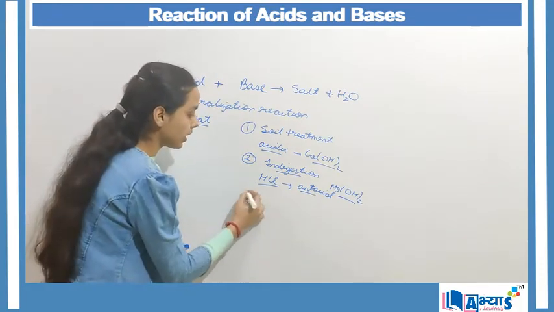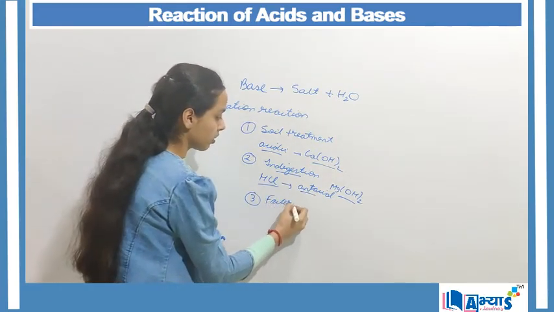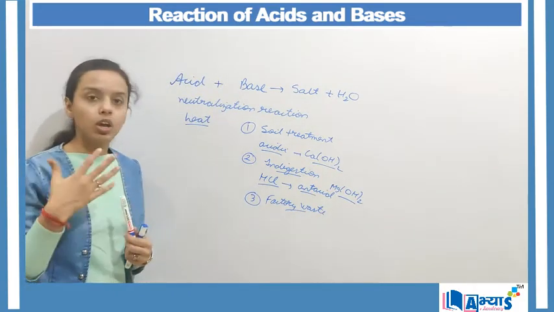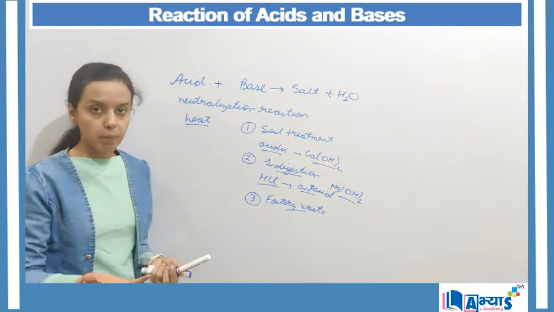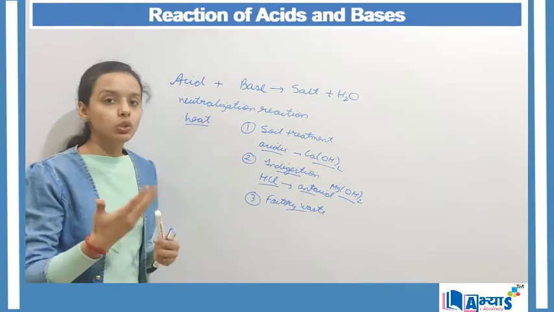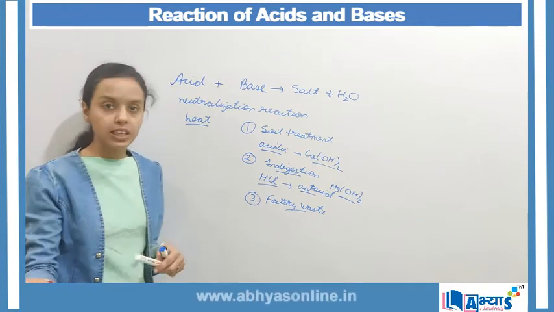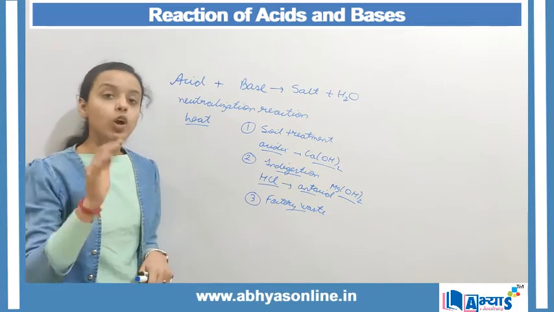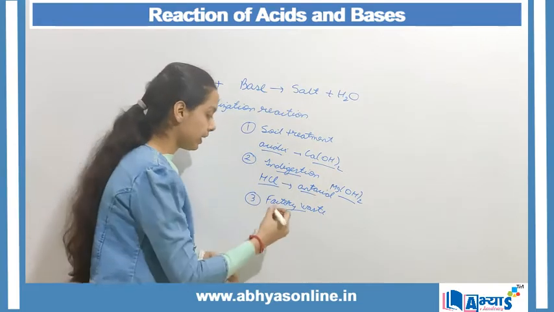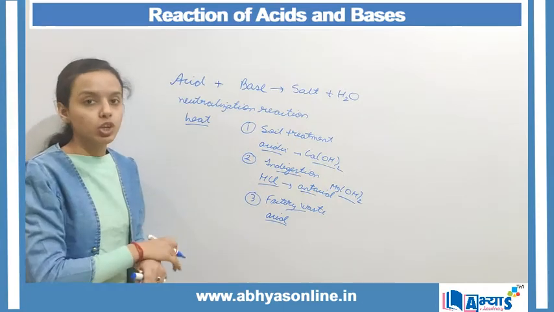The third important application of the neutralization reaction is in factory waste. As you know, there are numerous industries and factories which produce a lot of goods for the development of the country. When they are manufacturing those goods, it results in a lot of waste products also. These waste products are generally disposed of in the sea water or in a nearby water body. This waste contains acid, because the factory might be using some acid for the manufacturing of the product.